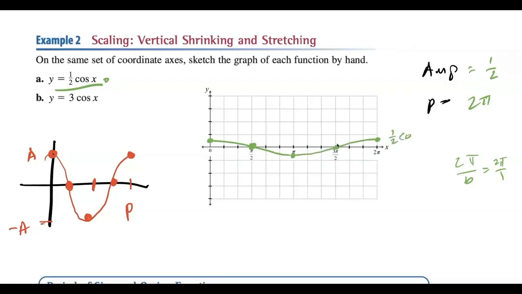So you can see what the amplitude does. It really isolates how high and low the cosine graph goes.